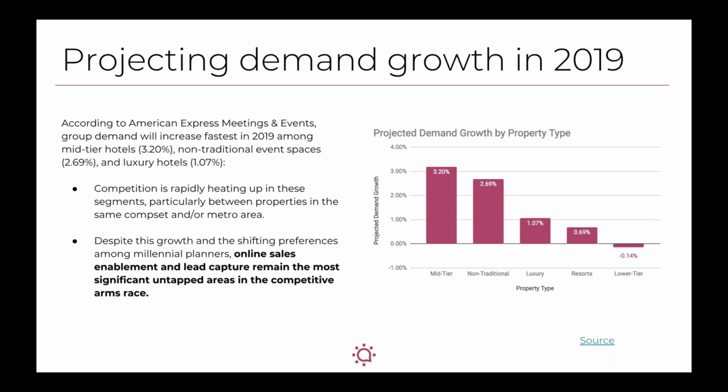So despite the growth and the shifting preferences among millennial planners, the thing that we've really noticed in our research is that online sales enablement and lead capture remains pretty significantly untapped. In this arms race, everyone's built it, and there's a lot of new coming online. It could feel crowded, yet we haven't seen any big swings in making contacting properties that start off with a digital search a little bit easier.